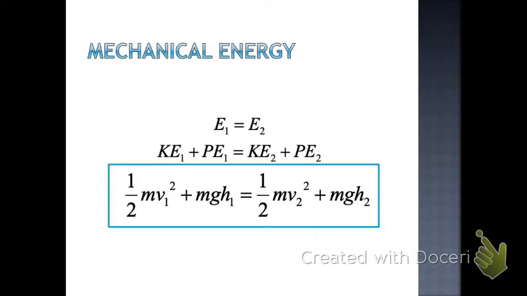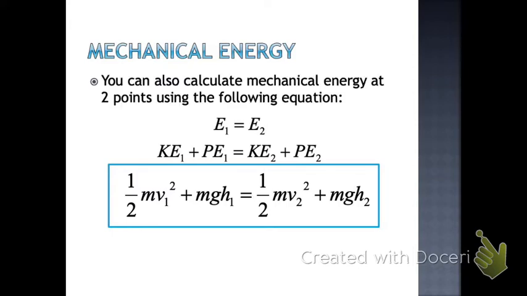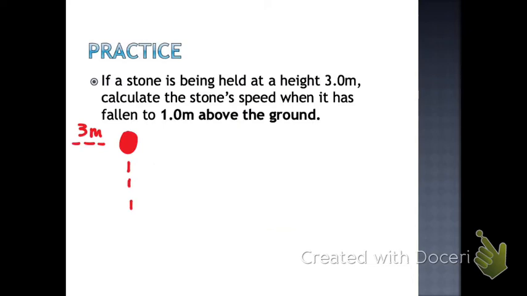So this says we're at a height of 3 meters. Here's my stone. This is 3 meters. It's going to fall downward, but not all the way to the ground. It's going to fall to a height of 1 meter. So we're really looking at what's its velocity at this point. Okay, we want to know how fast is it falling at that point right there.